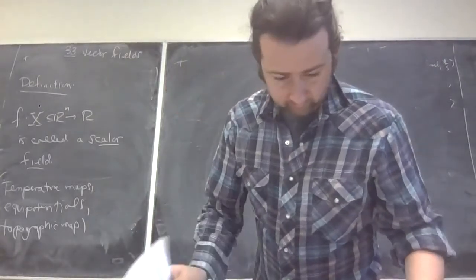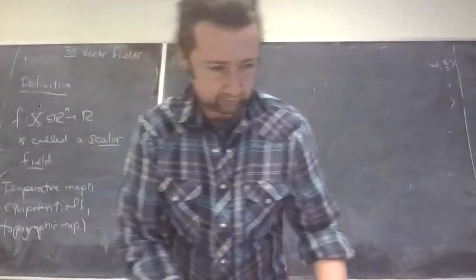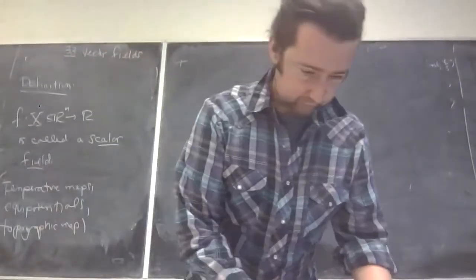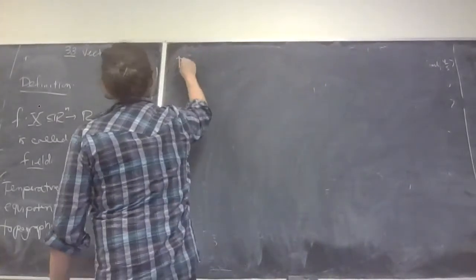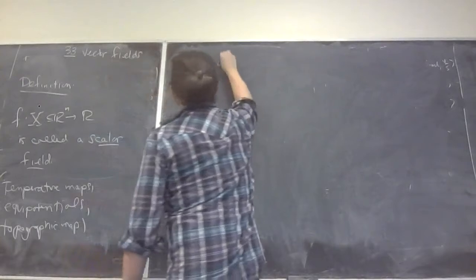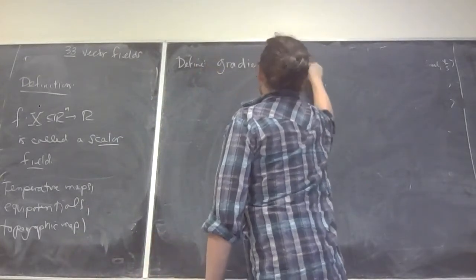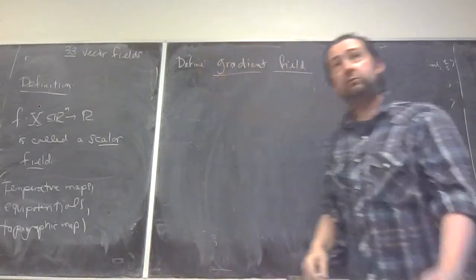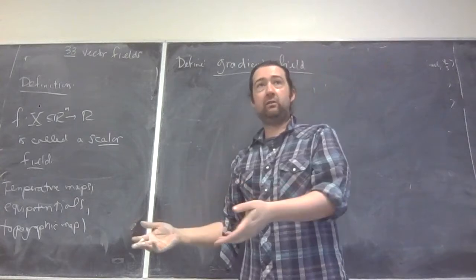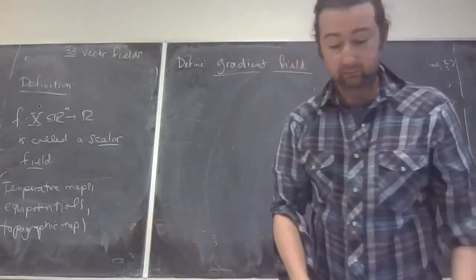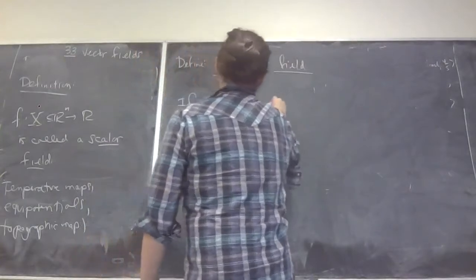Let's look at the next thing. The very next thing we're going to find is an object called a gradient field. You get a gradient field by taking a scalar field and taking its gradient. I can find a function if I have f of x as a scalar field.